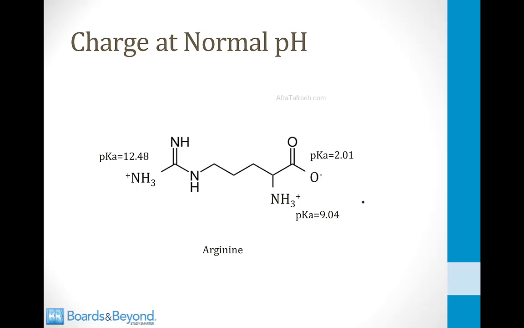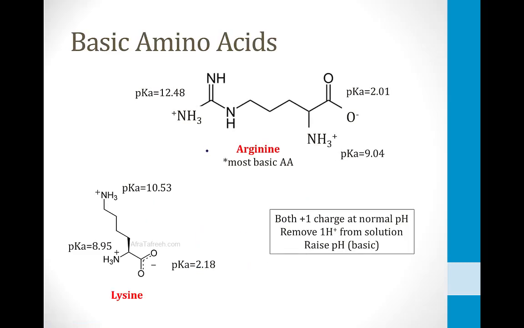This also means that at plasma pH, arginine will remove one hydrogen ion from solution. Let's talk about why that's the case. This oxygen group will donate a hydrogen ion to solution. However, this amine group will take one out, and these two will cancel each other out. Then the side chain will take an additional hydrogen out of solution at plasma pH. This means that on balance, there will be a net removal of one hydrogen ion from solution by the amino acid arginine. And anything that removes hydrogen ions from solution is called a base, and therefore arginine is a basic amino acid.